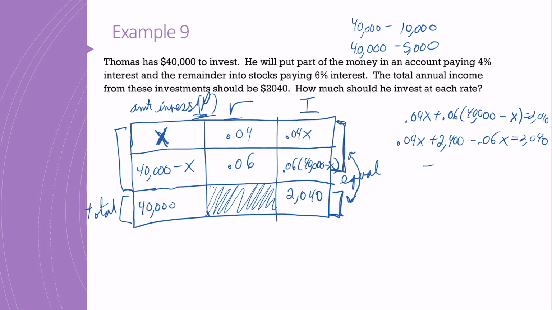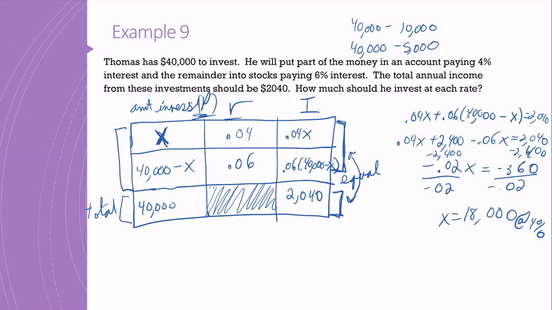And I combine like terms, I get negative 0.02x. I move the 2,400 to the other side, and I get negative 360. I divide both sides by negative 0.02, and I get a positive $18,000, right? And our amount should always be positive. You can't invest negative money. So we invest $18,000 at 4%. Well, then how much is at 6%? Well, it's going to be that 40,000 minus our X, which in this case was 18,000. And I would have 22,000 left to invest at 6%.